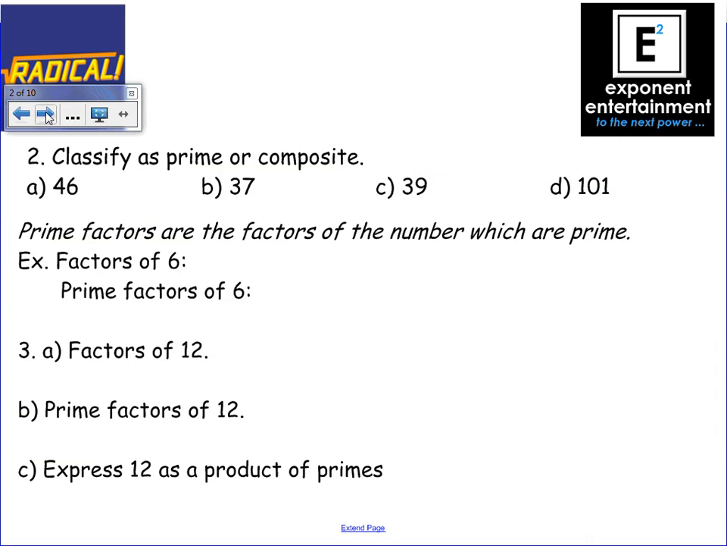Okay, go through with the person next to you. Classify each number as prime or composite.